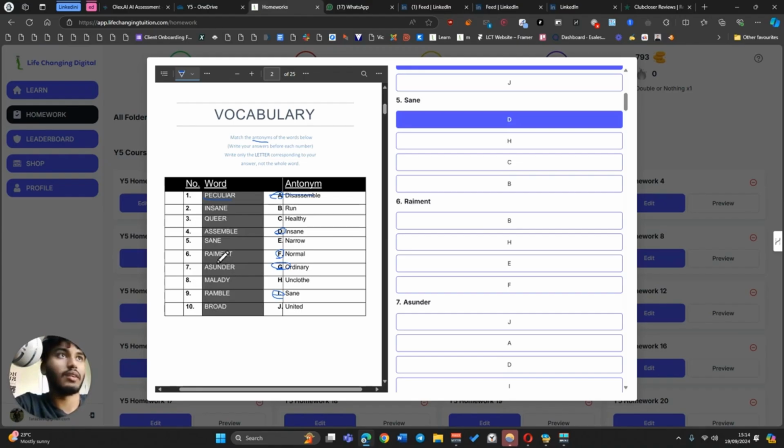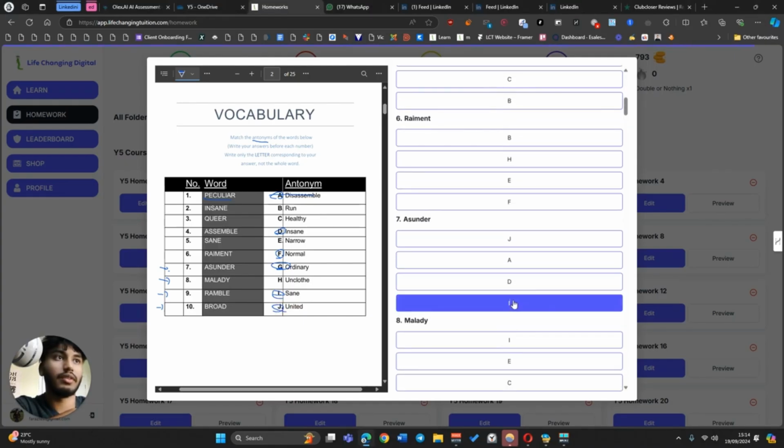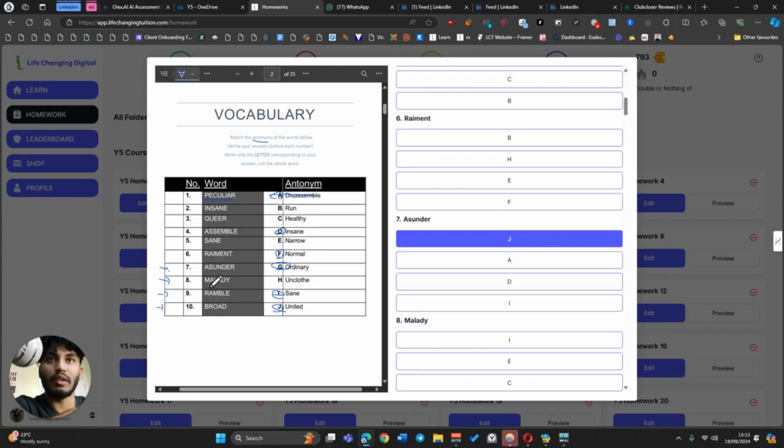Raiment. Okay. What we can do with these questions, if we don't know the word, is you can skip it and then continue on. Because I do know what all of these words mean. And then we'll find out what the last one actually is. So asunder is when you're apart. So we've got here united would be the best one for asunder. Was that J, right? And malady is an illness, so obviously being healthy would be the correct one.